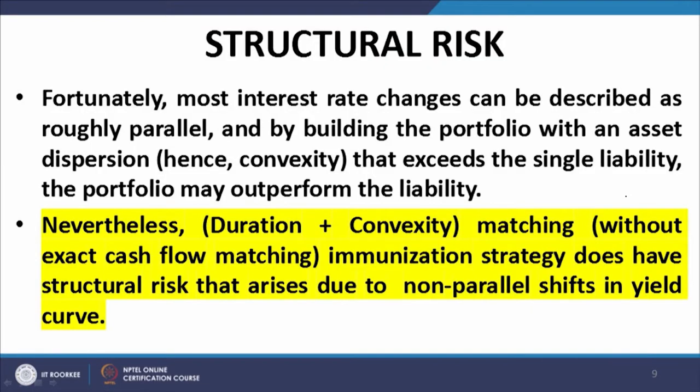and because the convexity correction is always positive, it would naturally happen that the portfolio would do better than the bullet liability in terms of increase in price, or for that matter, the decrease in price would be lesser for the portfolio compared to the decrease in price of the bullet liability if there is an increase in yields. Nevertheless, the duration plus convexity matching without exact cash flow matching.